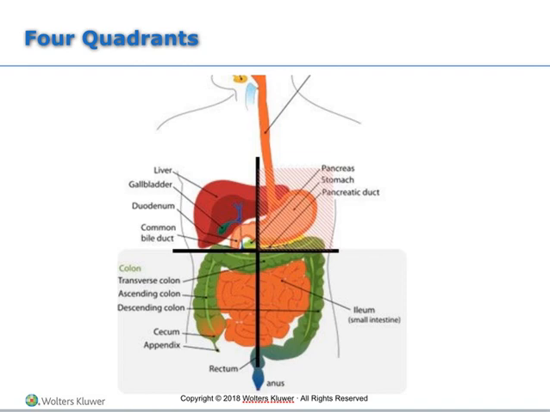Okay, so what do we do? We're going to start with an inspection. What does the abdomen look like? Is it rounded, rotund? Is it obese? Is it concave? Do you find any lumps, bumps, scars that might indicate a previous surgery?